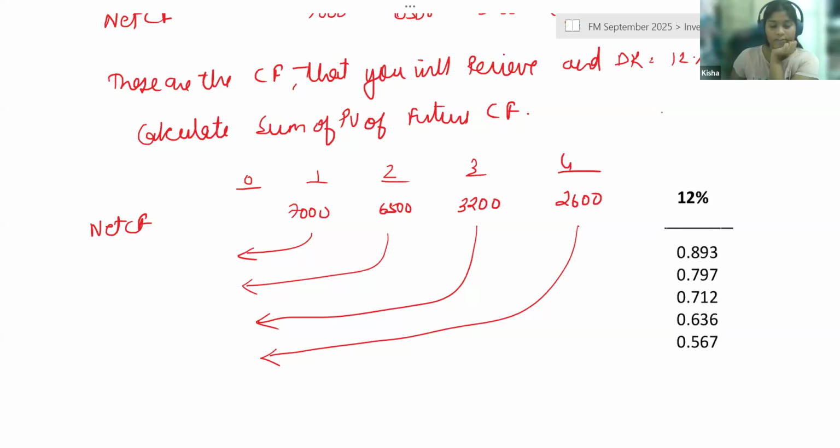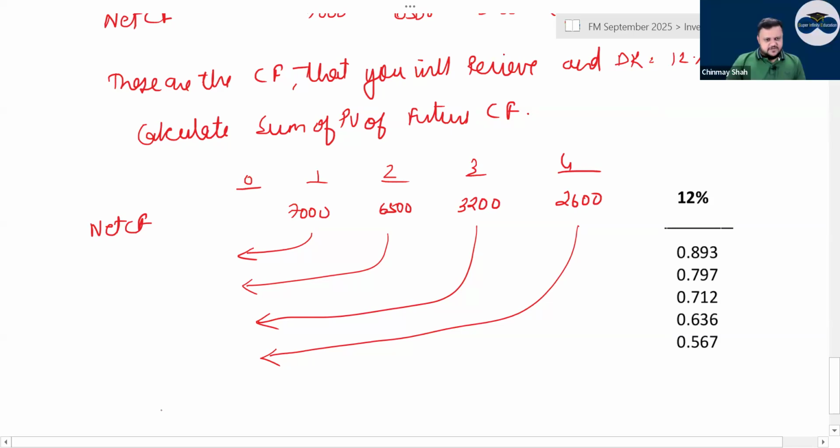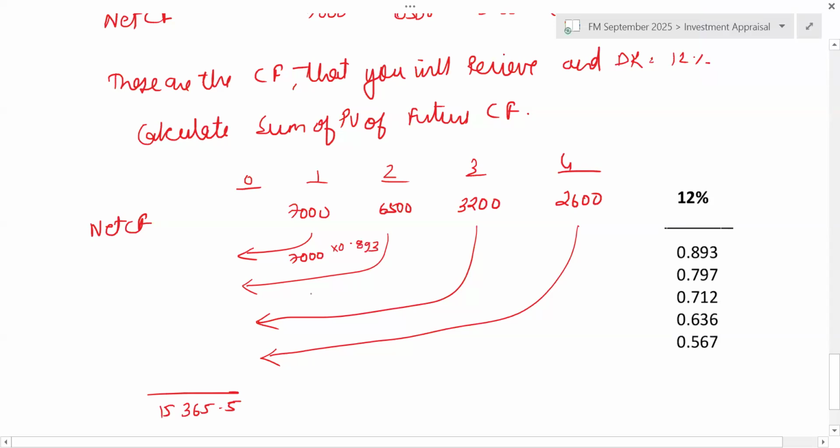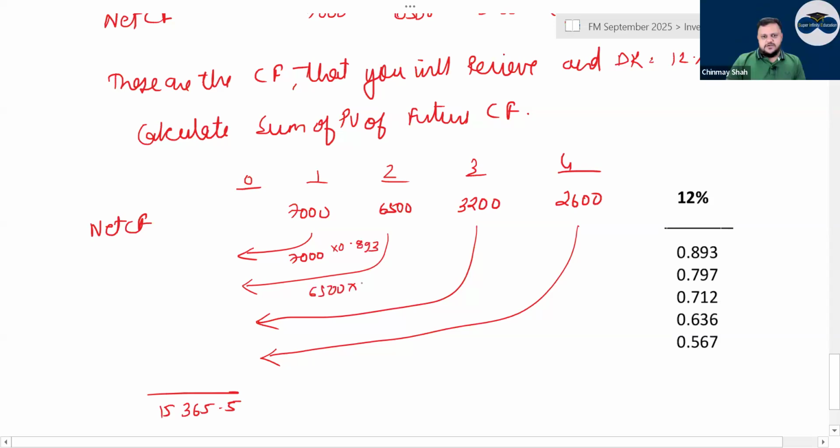Okay, we've got the total, 15,363.5. Chalo, 7,000 into what should I do? Bolo. Into 0.893. Then 6,500 into 0.797.